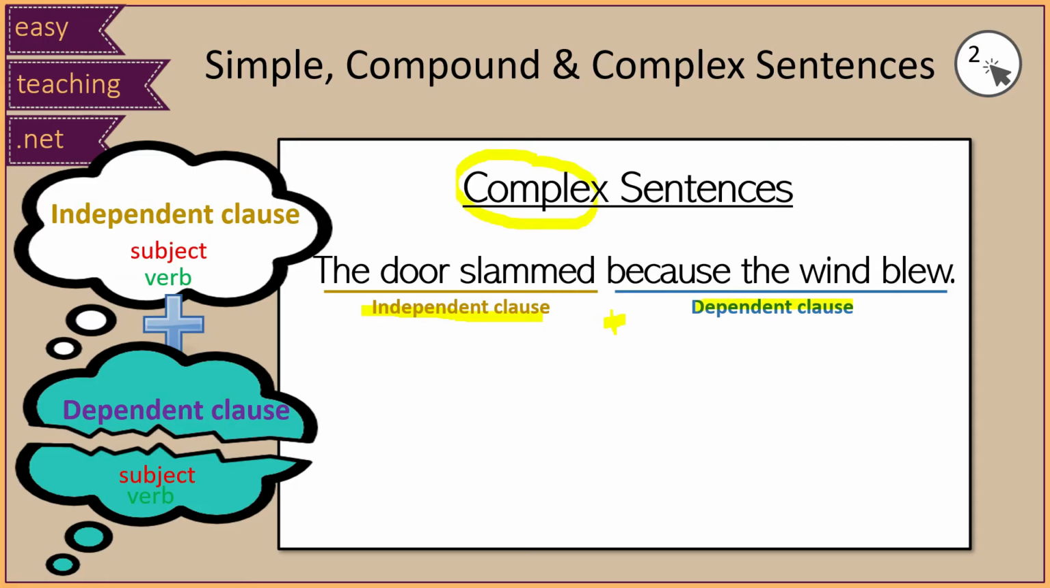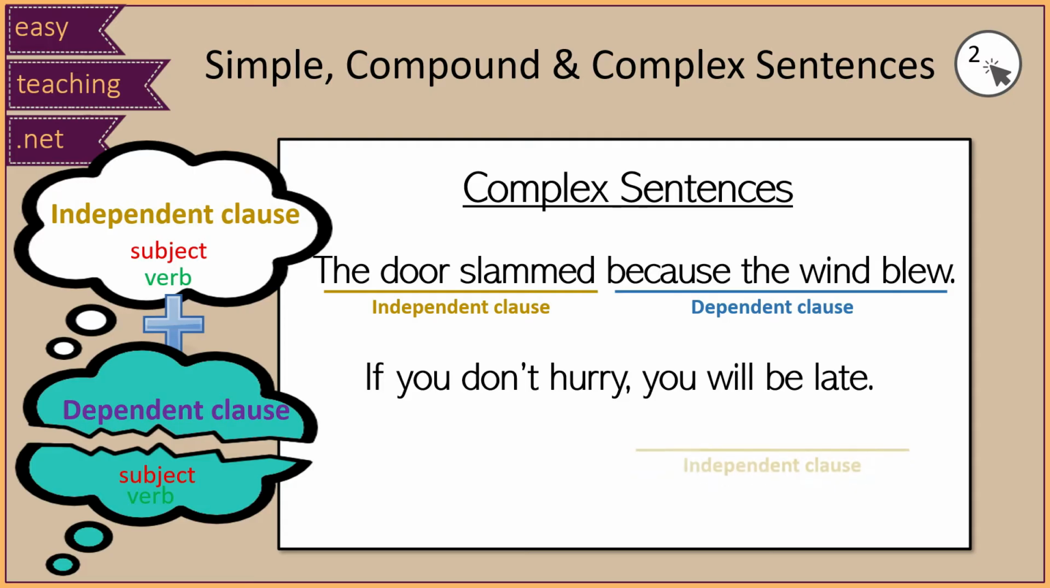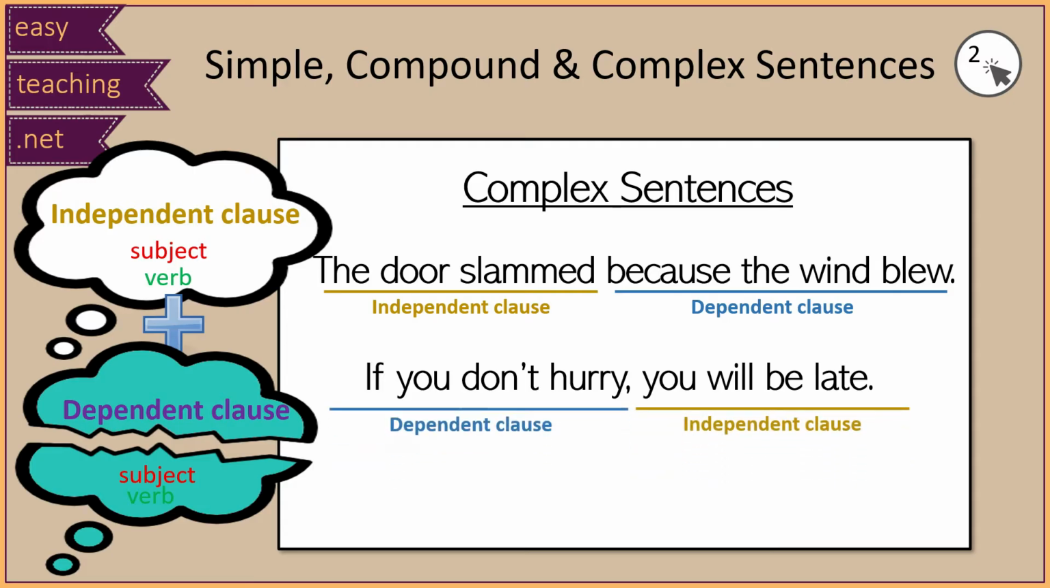You'll notice that the order of the clauses can be changed. If we place the dependent clause first, as it is in the second sentence, we must use a comma to separate the clauses. Watch the video in link number 2 if you'd like some more help with these.